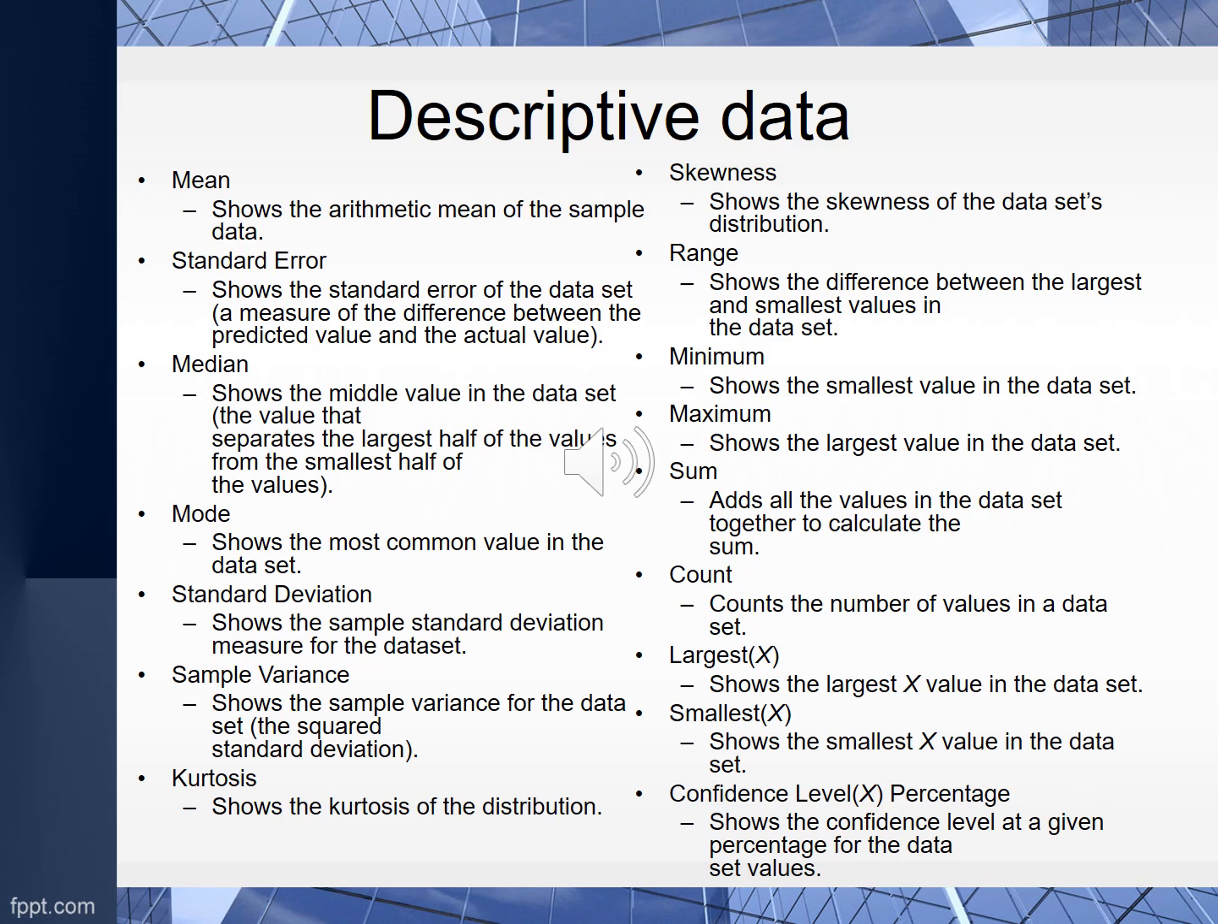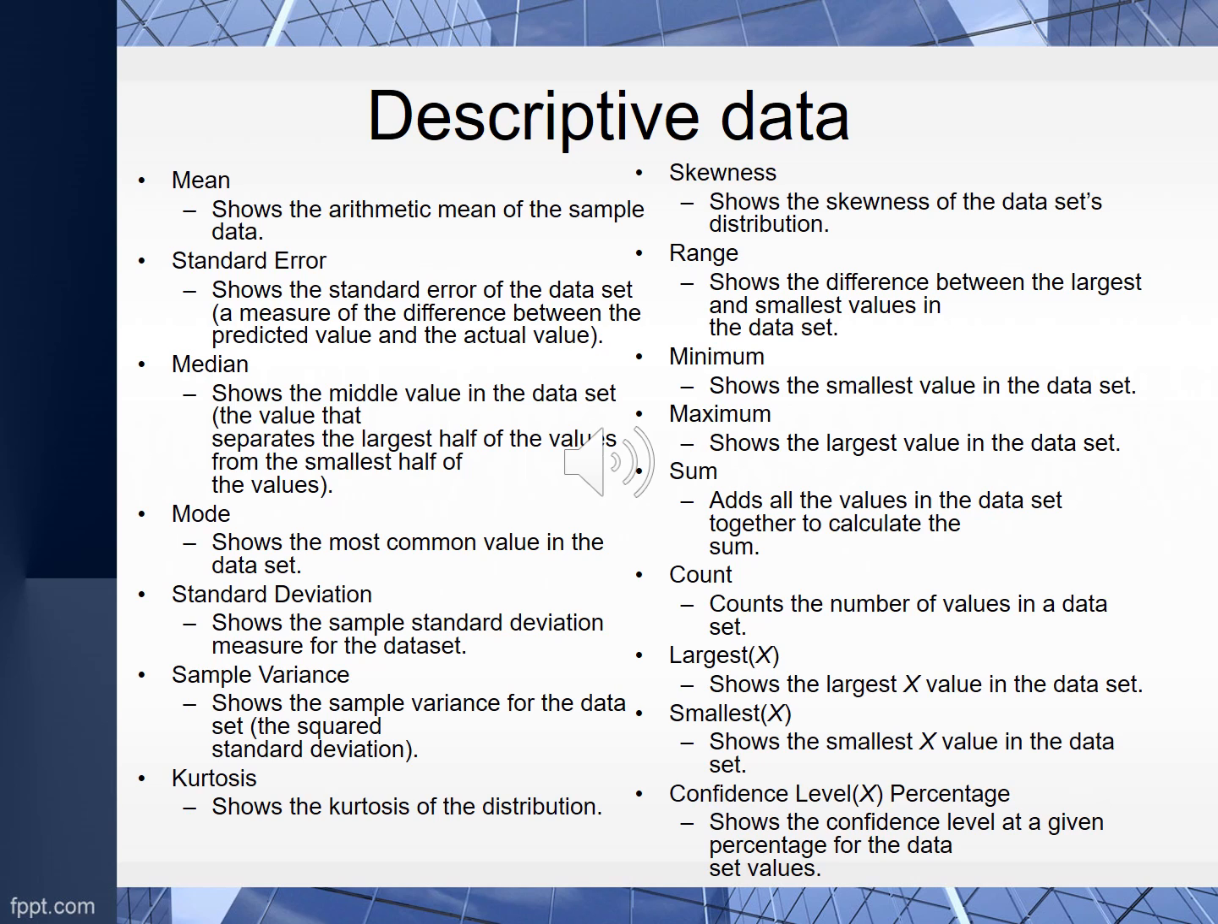This is a measure of the difference between the predicted value and the actual value. And we have median, which shows the middle value of the data set, the value that separates the largest half of the values from the smaller half of the values. And of course, mode, which shows the most common value in the data set. We move on to standard deviation, which shows the sample standard deviation measure for the data set, and sample variance, which shows the sample variance for the data set, which is the squared standard deviation, essentially standard deviation squared.